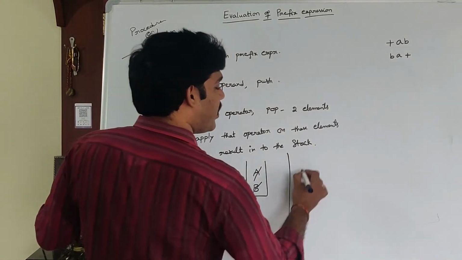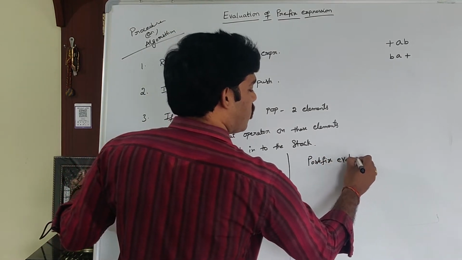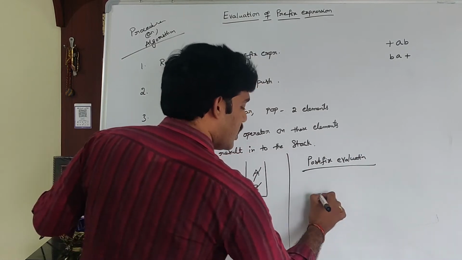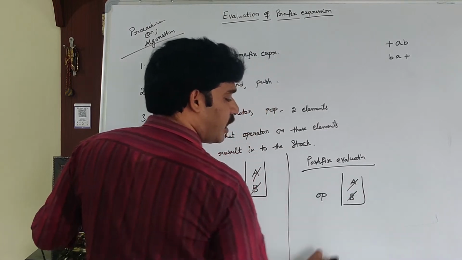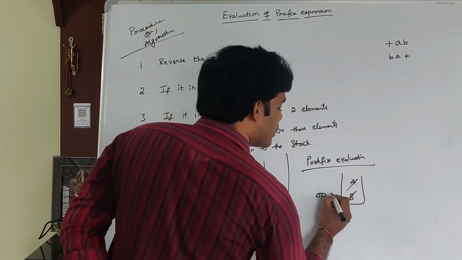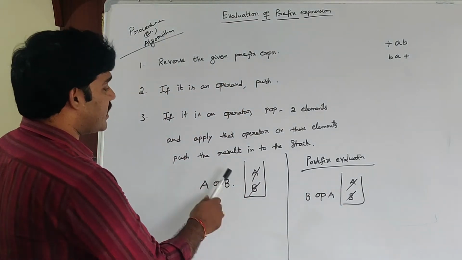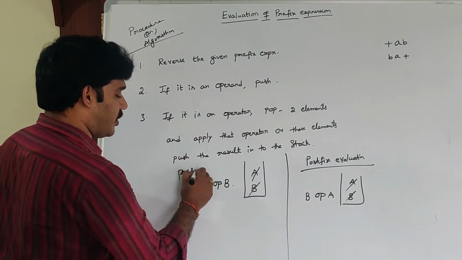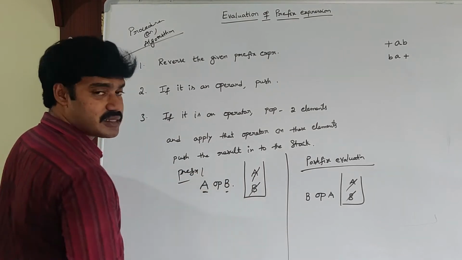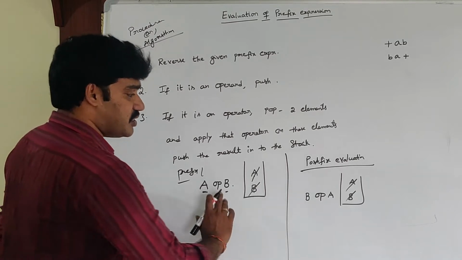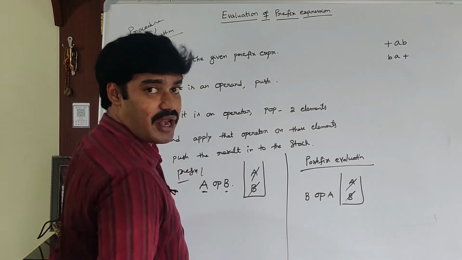Whereas if it is evaluation of a postfix expression, if an operator comes, same thing, pop the topmost two elements from the stack. The first popped element is placed on the right hand side, the second popped element on the left hand side. Whereas in prefix expression evaluation, the first popped element is placed on the left hand side, the second popped element on the right hand side. So this is the difference between prefix expression evaluation and postfix expression evaluation.